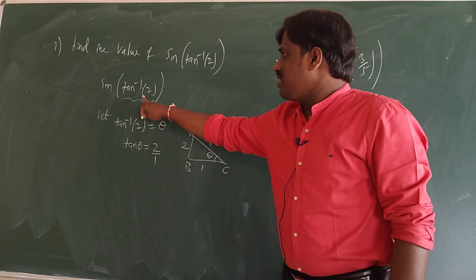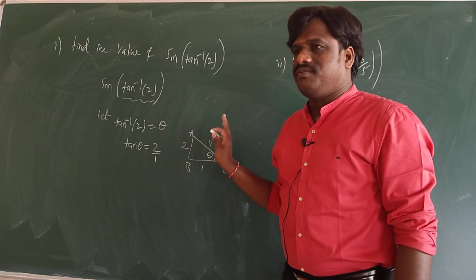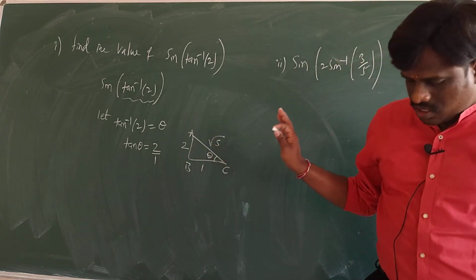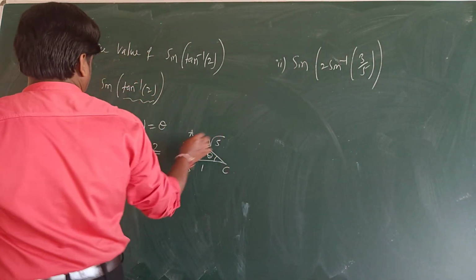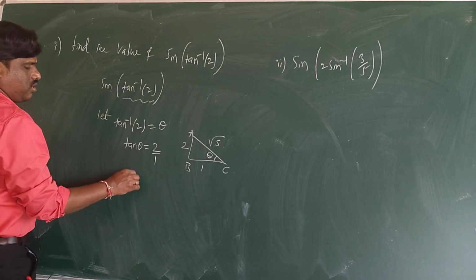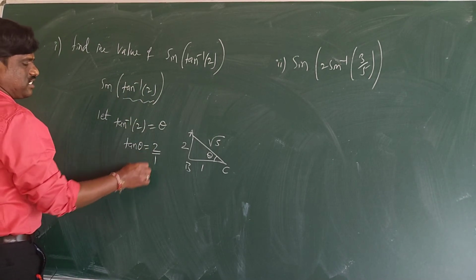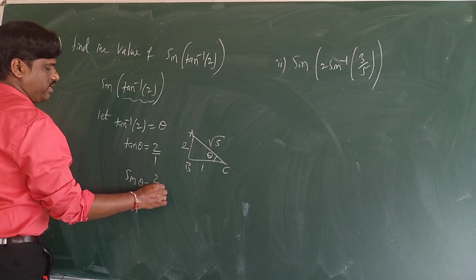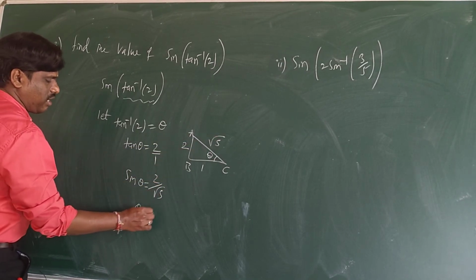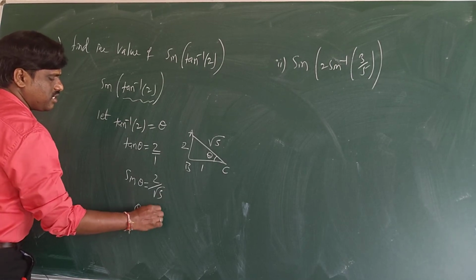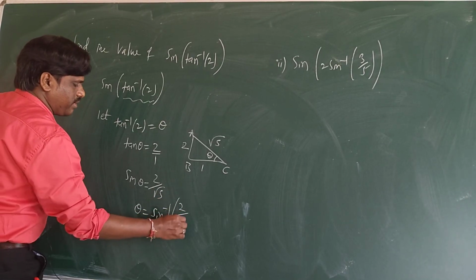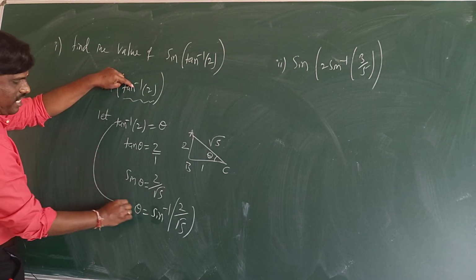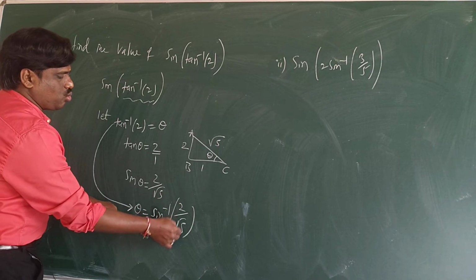So what I have done here, I took tan inverse 2 as theta. So tan theta is 2 by 1. Then I use this condition. Now what I will find from this is sine inverse. Sine theta is equal to how much? What is sine theta here? Opposite by hypotenuse, that is 2 by root 5. So theta, which is nothing but tan inverse 2, means tan inverse 2 value is equal to sine inverse 2 by root 5.